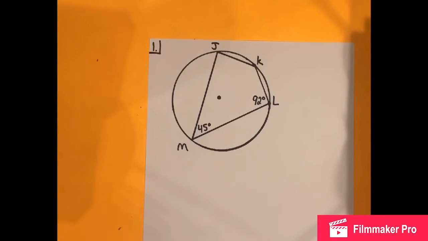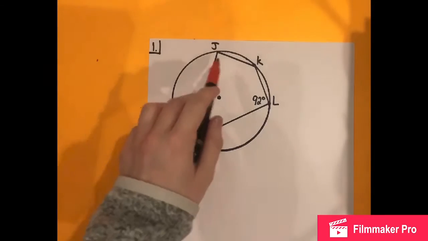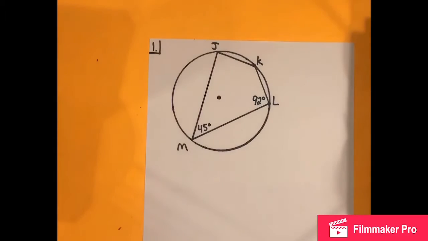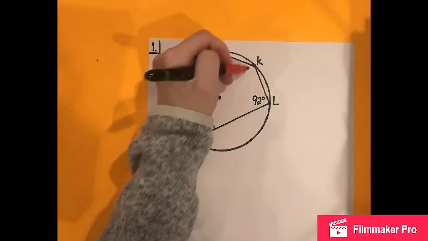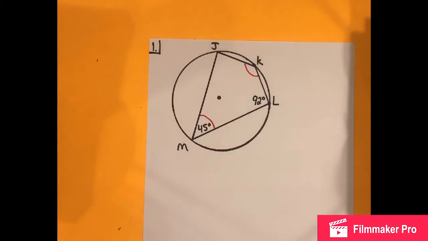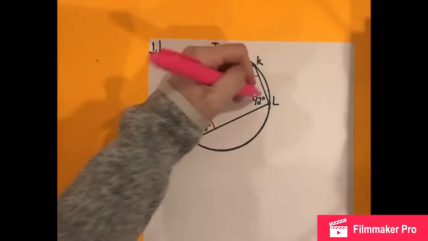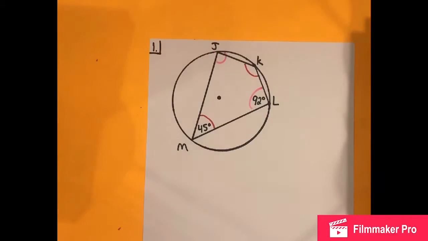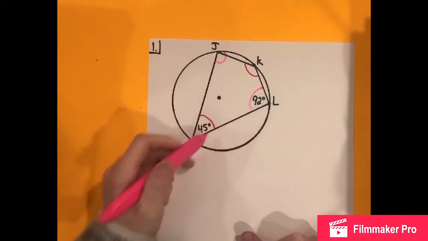Looking at the first practice problem, we have an inscribed quadrilateral. So anytime I see an inscribed quadrilateral, I'm going to mark the angles I know should be supplementary. Those two should be supplementary, and these two should also be supplementary because they're opposite from each other.